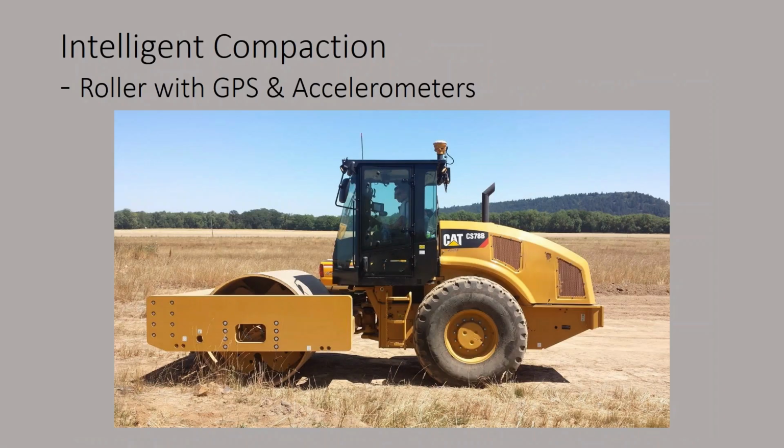There's also stuff called intelligent compaction, and with the GPS unit on the very top there, they can track where the roller's at. And there's software where you can actually look at the number of coverages. So you can look at, like with the asphalt paving, and make sure you get the right number of coverages.